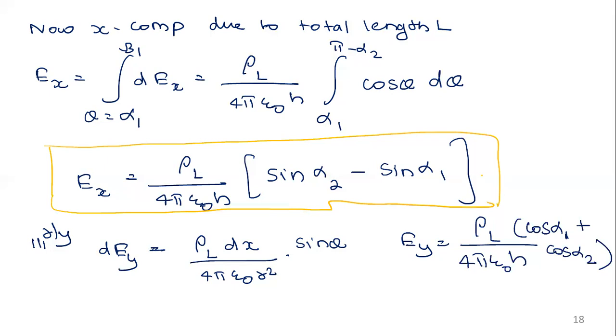So Ex is this much and Ey is this much. Rho L cos alpha 1 plus cos alpha 2. Okay, is it clear? Clear or not? Okay, so now we have derived this for a line charge.